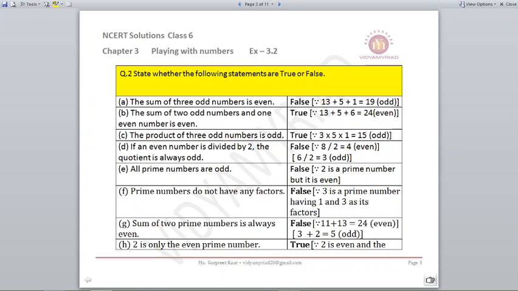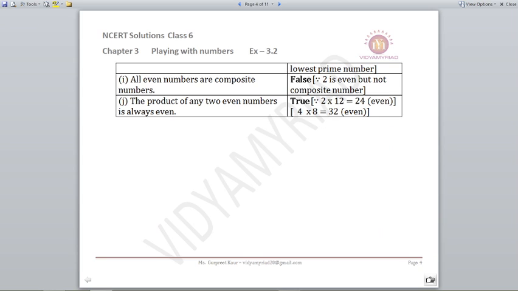The sum of two prime numbers is always even. Let's take two prime numbers, 11 and 13. They are prime numbers. Add them together, you get 24, that is even. 3 and 2 are also prime numbers. 2 is the even prime number, plus 3 we get the answer 5, which is an odd number. So we cannot say that the sum of two prime numbers is always even. 2 is the only even prime number.